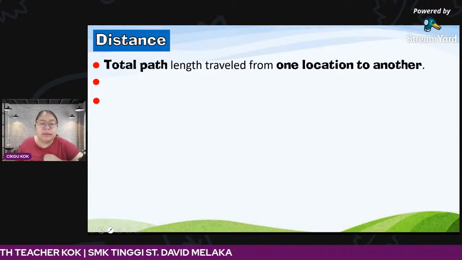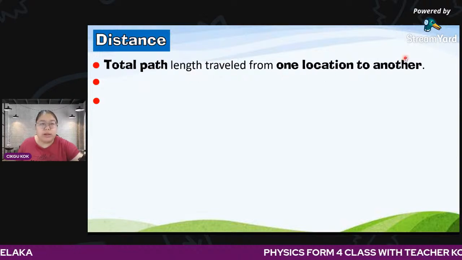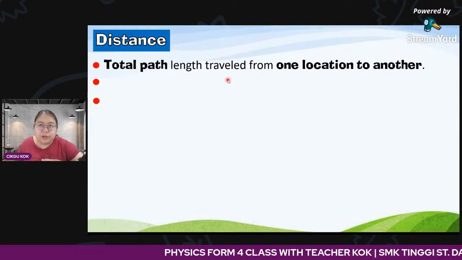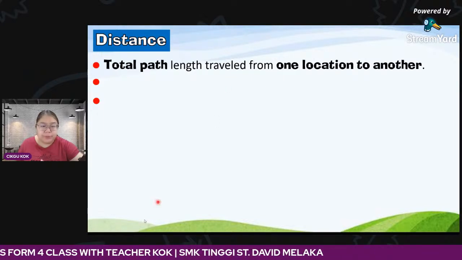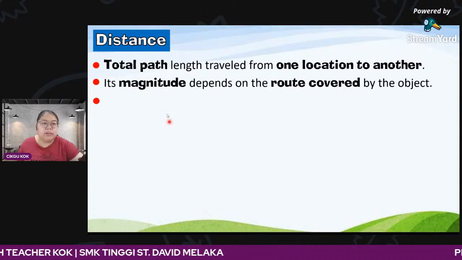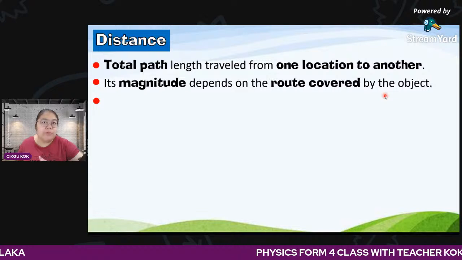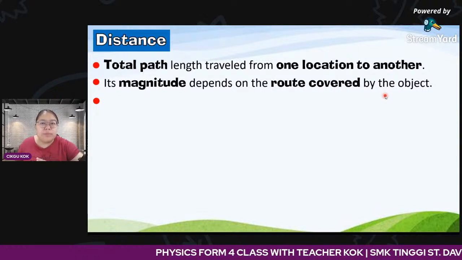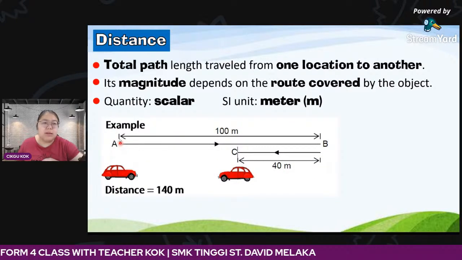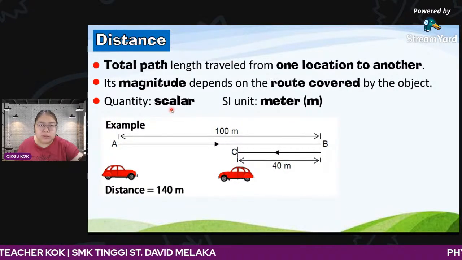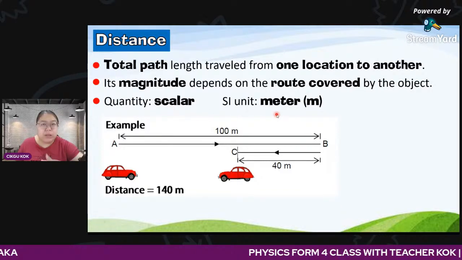Distance, the definition, is the total path traveled from one location to another location. That means we don't care about direction; we just add everything together, and that is distance. Next, the magnitude depends on the road covered by the object. So we don't care where you go; you just add together all the magnitudes. And the last one is that distance is a scalar quantity, with no direction, and the SI unit for distance is the meter.